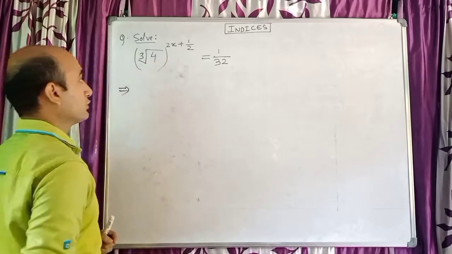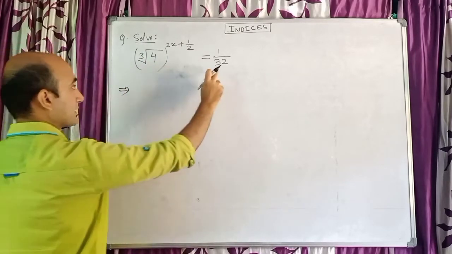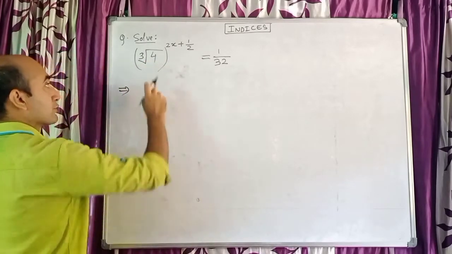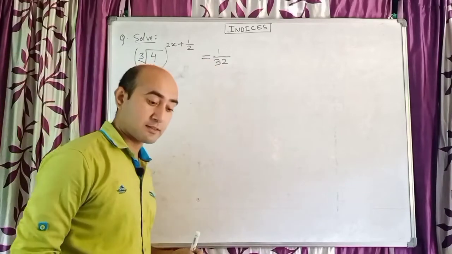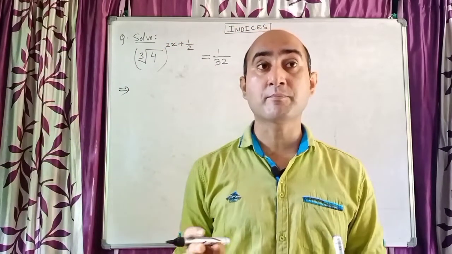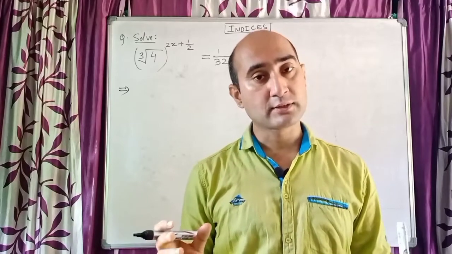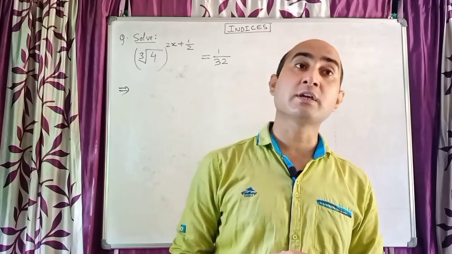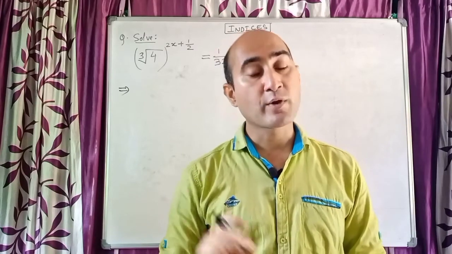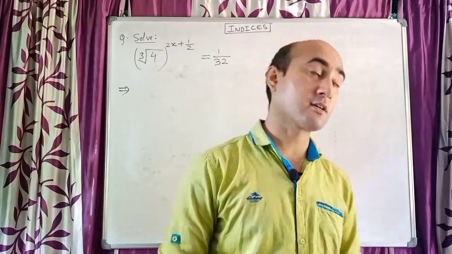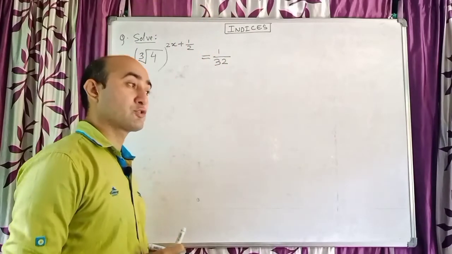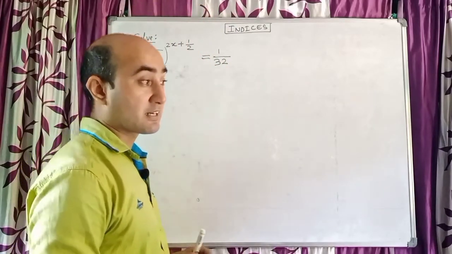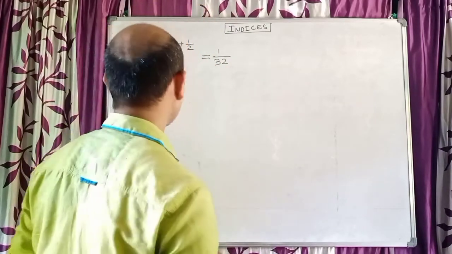What I will do is this: here there is 4 and here there is 32. Both 4 and 32 can become powers of 2. That means 4 is 2 square and 32 is 2 power 5. When you multiply 2 five times, it is 32: 2 to the 4, 4 to the 8, 8 to the 16, and 16 to the 32.